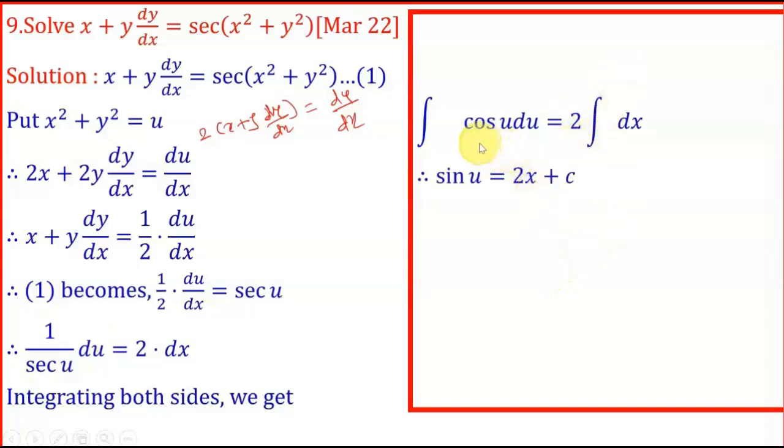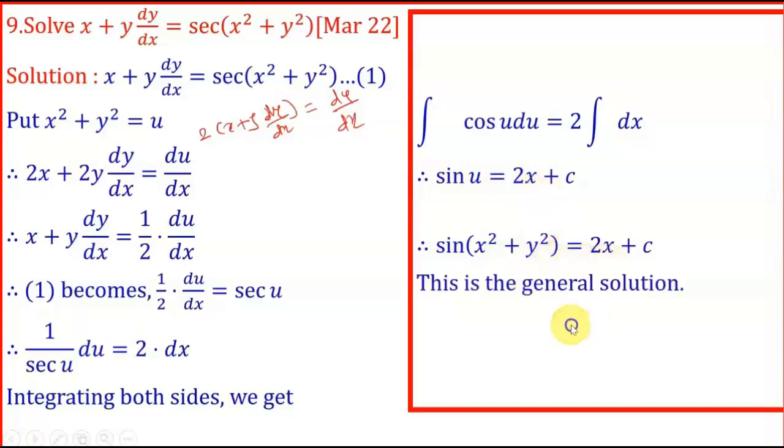Integral of cos u is sin u. Integral of dx is x, so 2x plus c. Therefore, sin of u is equals to 2x plus c. So, resubstitute the value of u. That is sin of x square plus y square is equals to 2x plus c. This is the general solution.